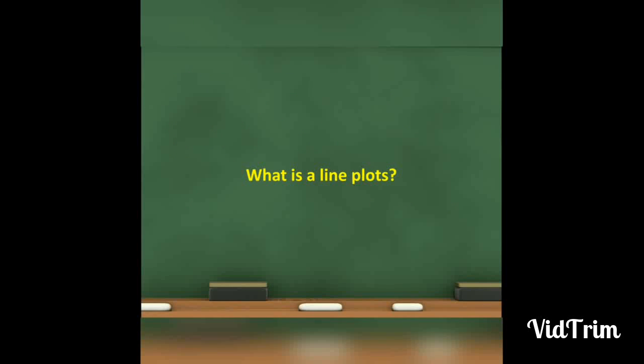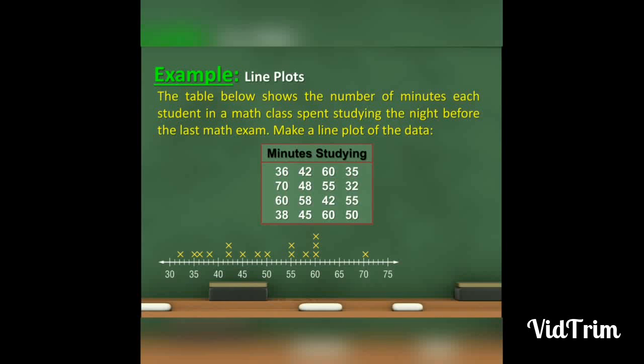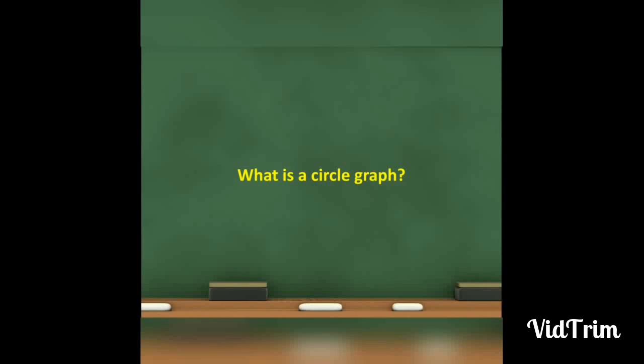What is a line plot? A line plot is a graph to show data on a number line with X or other marks to show frequency. And this is the example. The table below shows the number of minutes each student in a math class spent studying on the night before the class math exam. Make a line plot of the data.